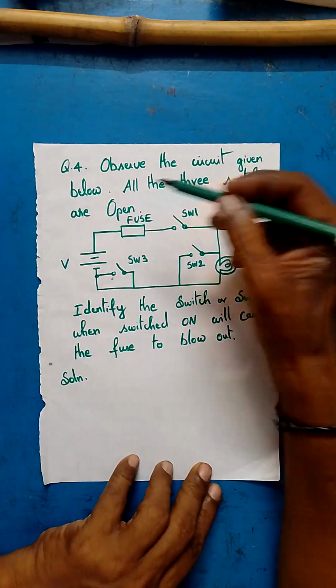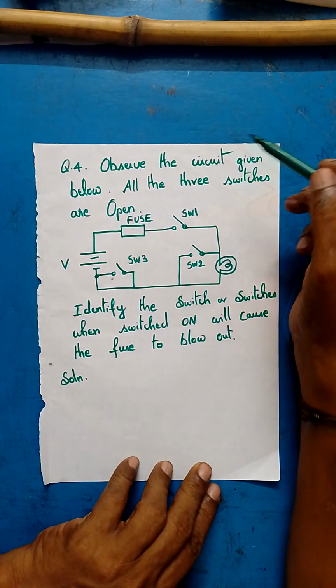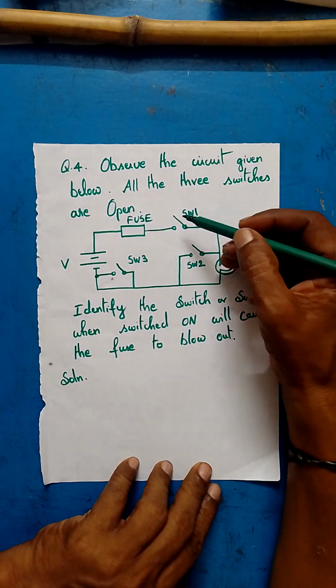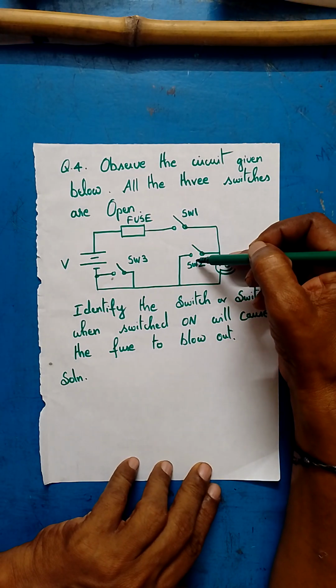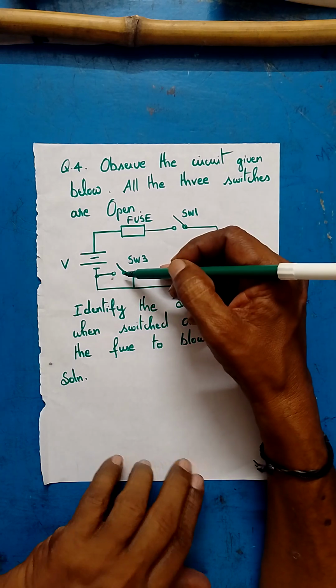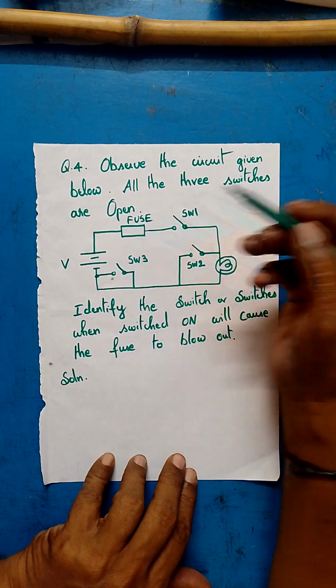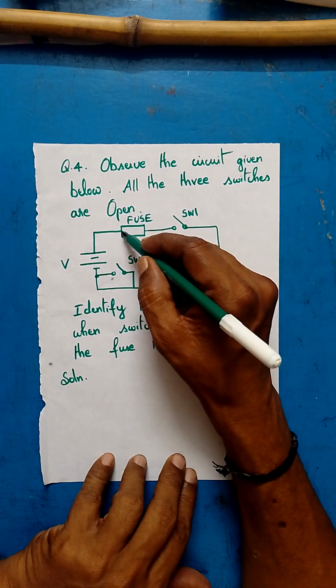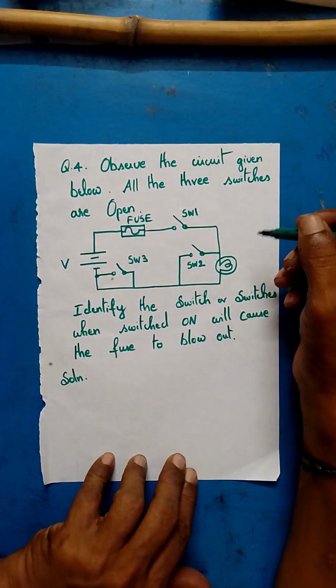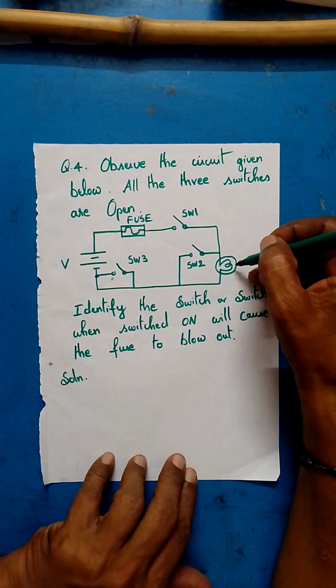Observe the circuit given below. All the three switches are open. So this switch is open, this switch is open, and this switch is open. And we have a voltage source here. Here we have the fuse. Usually the symbol will be like this. And here we have a lamp.